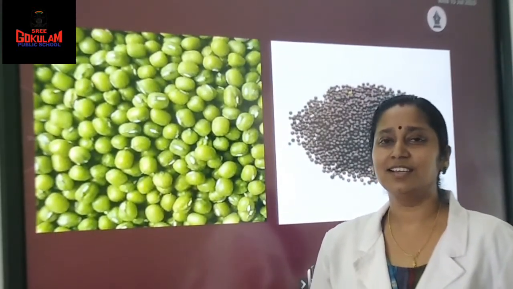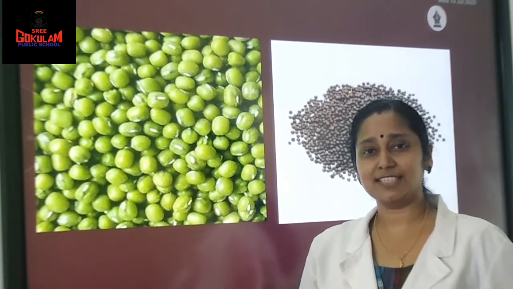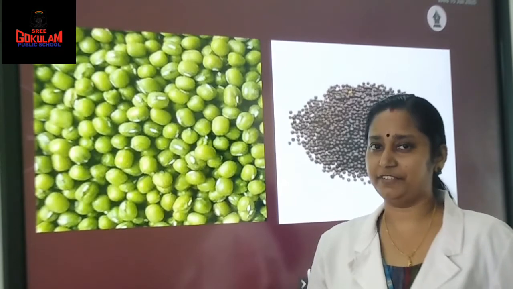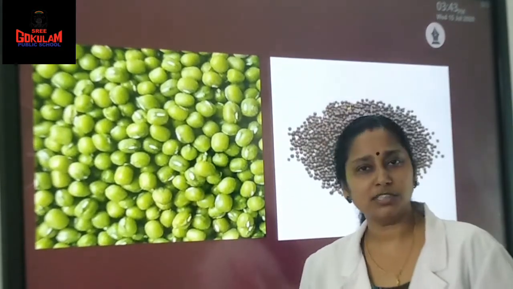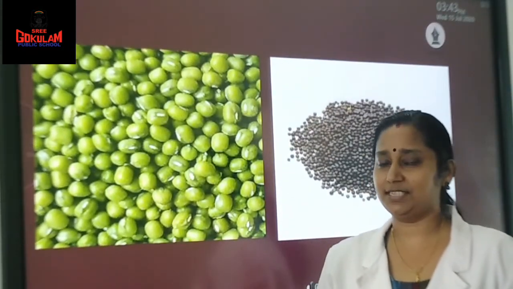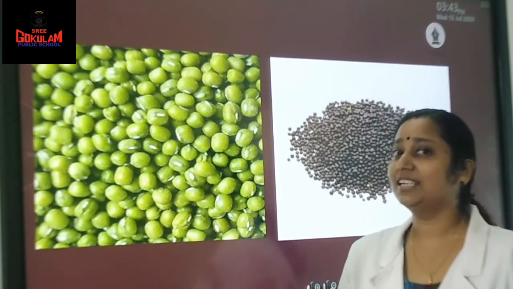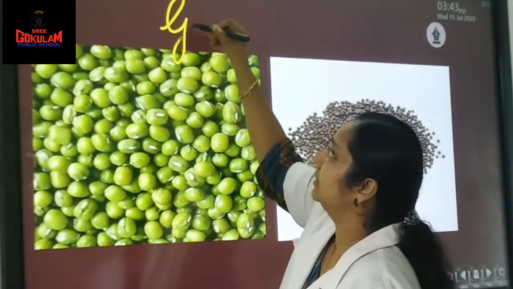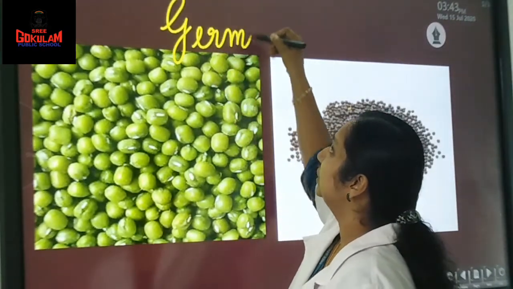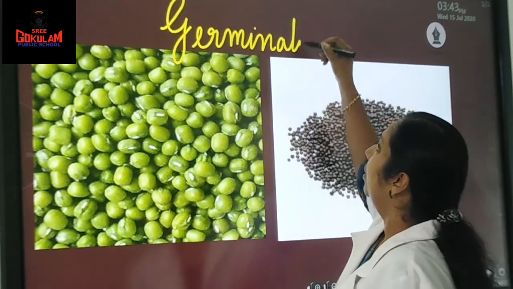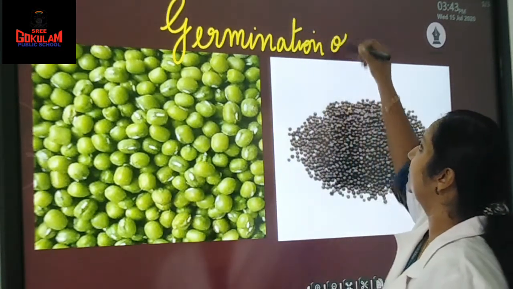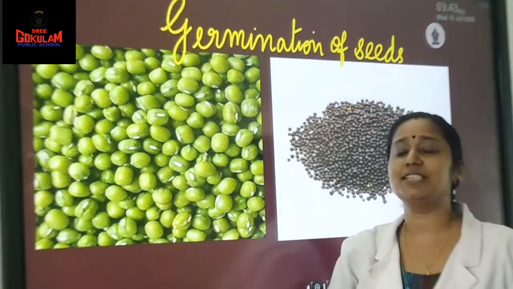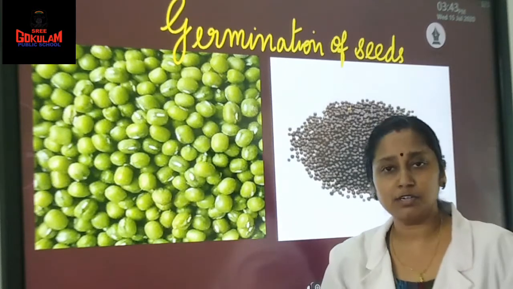Hello children, now teacher is going to explain an activity based on lesson 8, Plants Everywhere. You can learn more about plants by doing this activity. The name of the activity is Germination of Seeds. What is the activity name? Germination of Seeds. By doing this activity, you can understand more about plants.